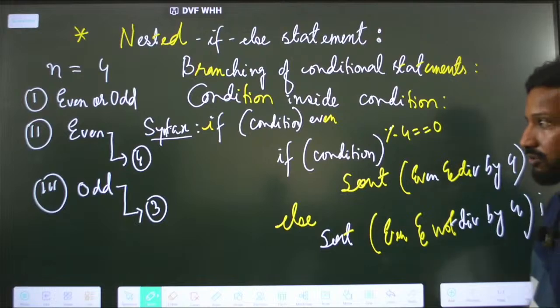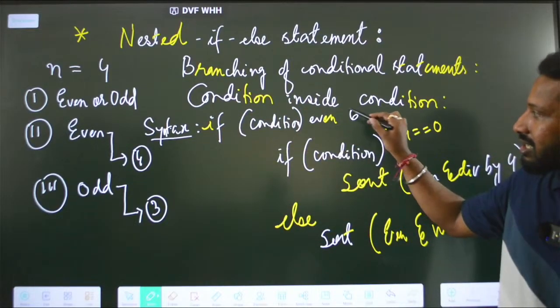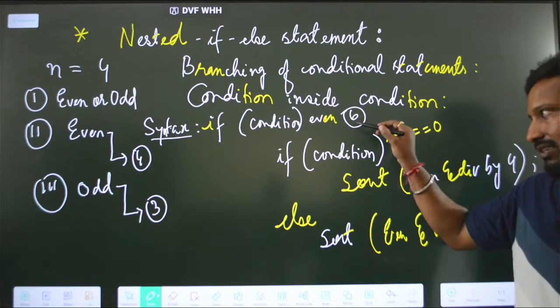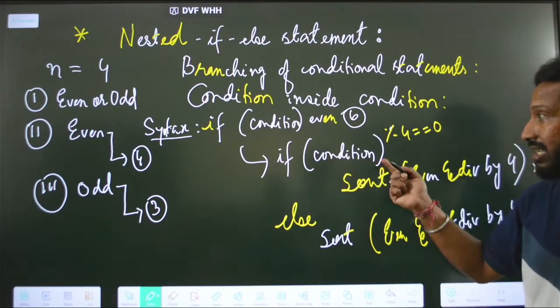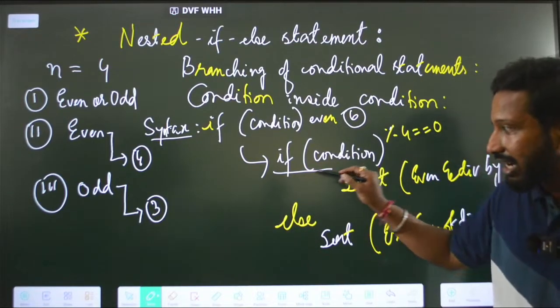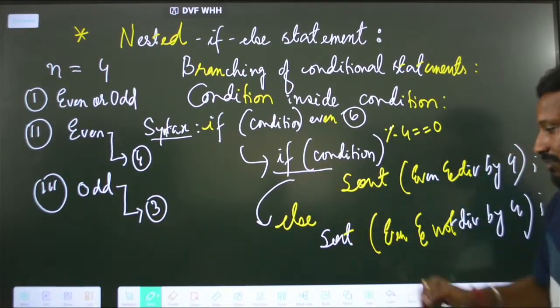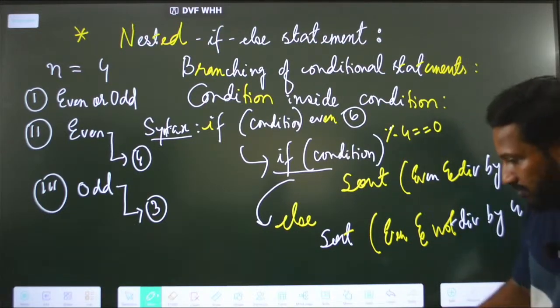Got it? So first it has to be even. Suppose that number is 6. Here you can see 6 is an even number. It goes inside this, and here you can see again the condition is, is it divisible by 4? No. Then it will skip this if block inside that. It will go to the else block, and here it will print it is even and not divisible by 4.